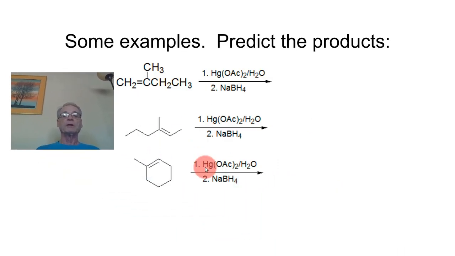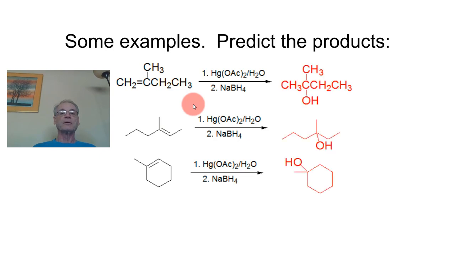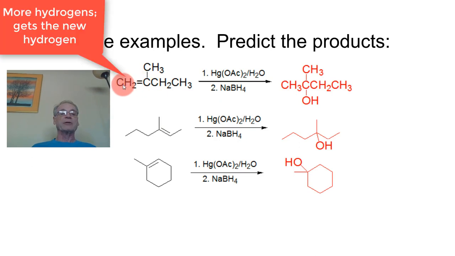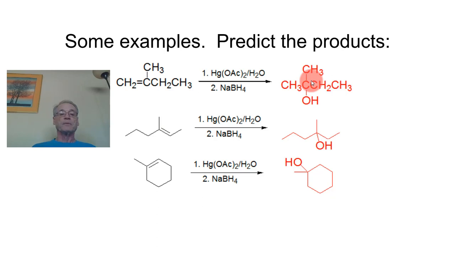So here are some examples. You predict the products, so stop the video, write down the starting materials, and write down what you think the products will be. And we'll go to the next slide now. So, take the two carbons of the double bond, add a hydrogen to this one, add an OH to this one, and you get this alcohol.